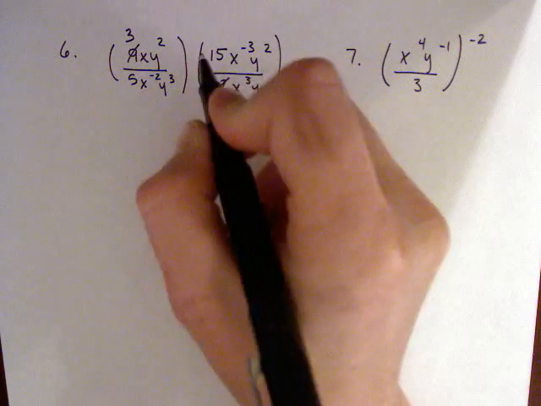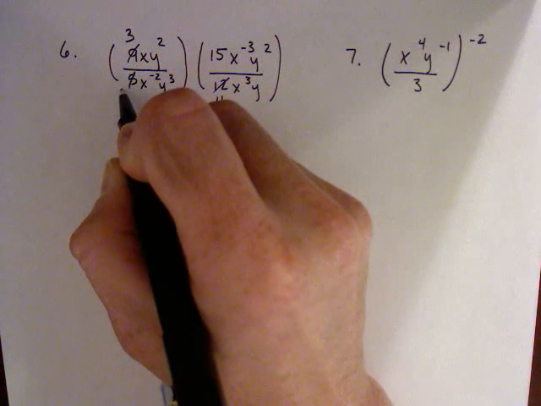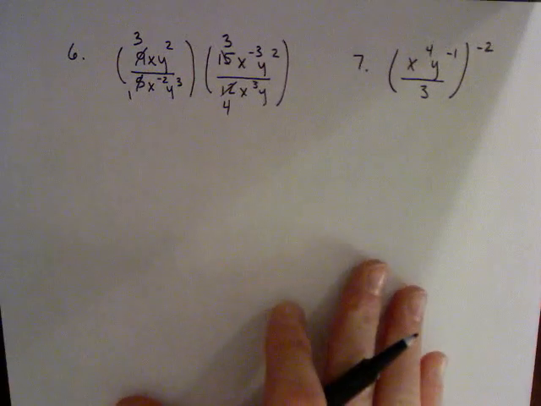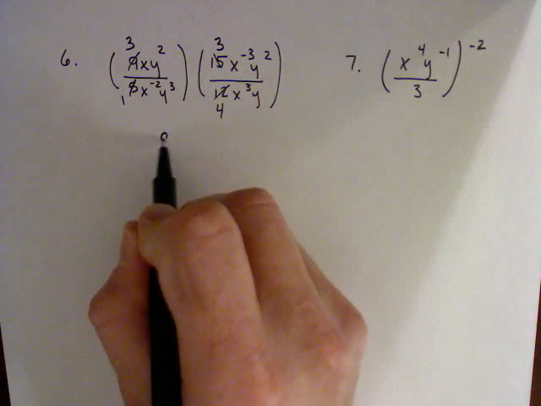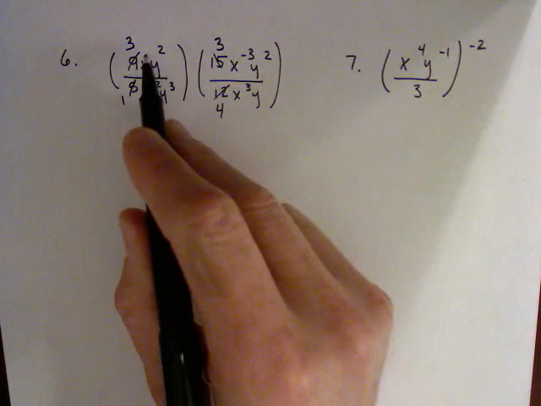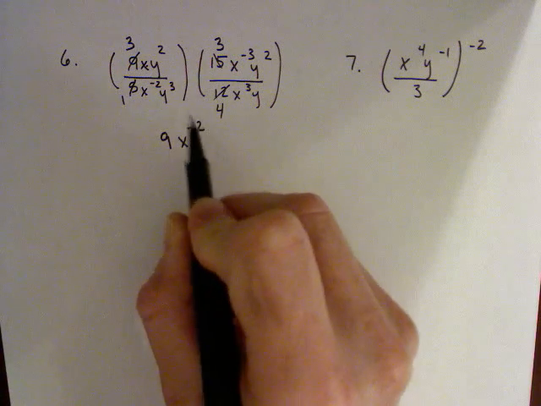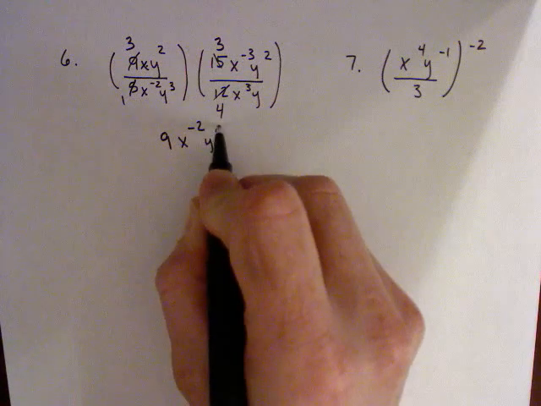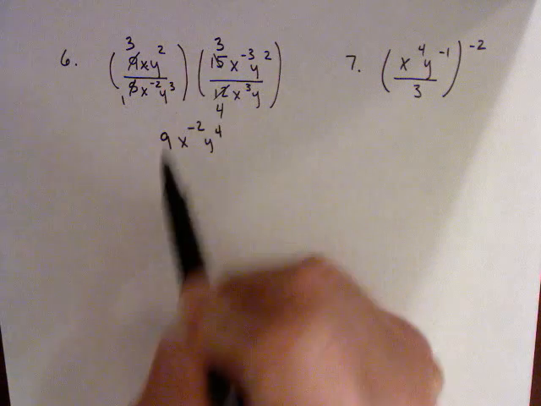The 5 and the 15 can reduce. 5 goes into 15 3 times, so the 5 becomes a 1. The 15 becomes a 3. So let's multiply. We have 3 times 3, which is 9. X to the first times x to the negative third gives us x to the negative second. Y to the second times y to the second is y to the fourth. Again, remember, multiplying the same base, you add your exponents.